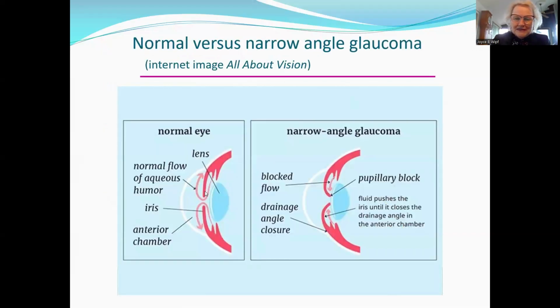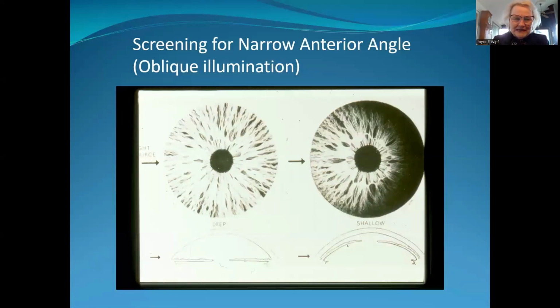So normal versus narrow angle, and this is from a website showing the normal flow of aqueous humor. Here's the iris and the anterior chamber. And in narrow angle, that flow of aqueous humor is blocked and the drainage is limited due to the narrow angle. So how can we look for that on physical exam if we were going to dilate? There is a technique called oblique illumination, screening for a narrow anterior angle. So let me just walk through this briefly, and then I'll talk about the data for it.